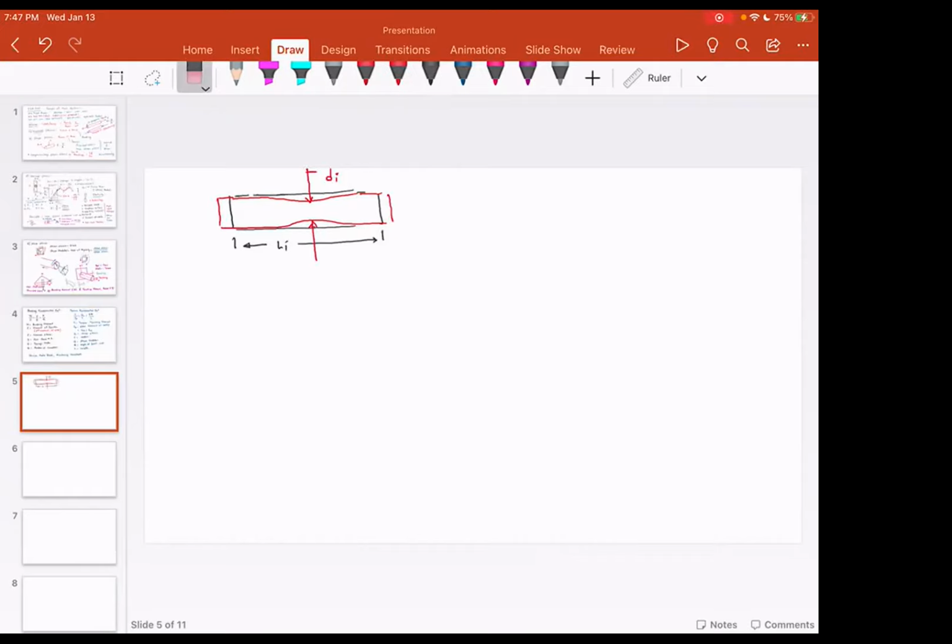And then the final diameter is Df. So the dimensions that are drawn in black are initial dimensions, and the dimensions shown in red are the final dimensions. So Di is the initial diameter, Df is the final diameter, Li is the initial length, Lf is the final length.